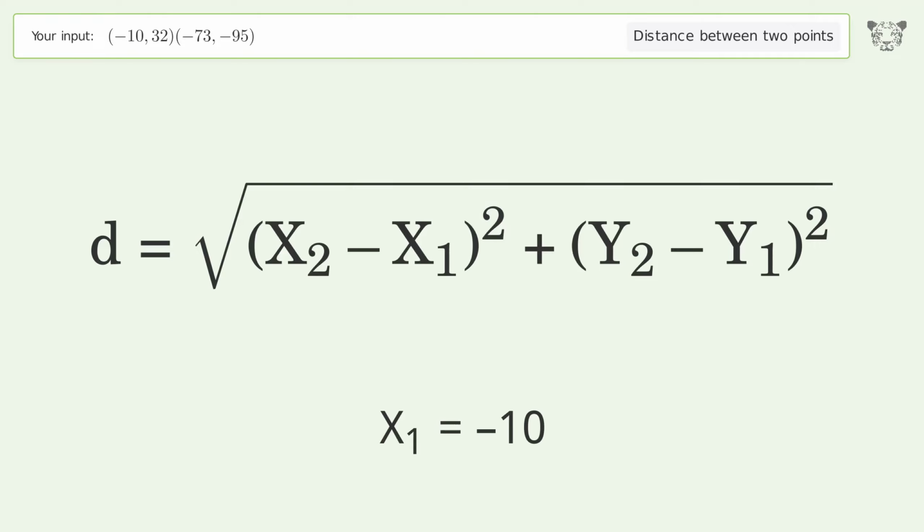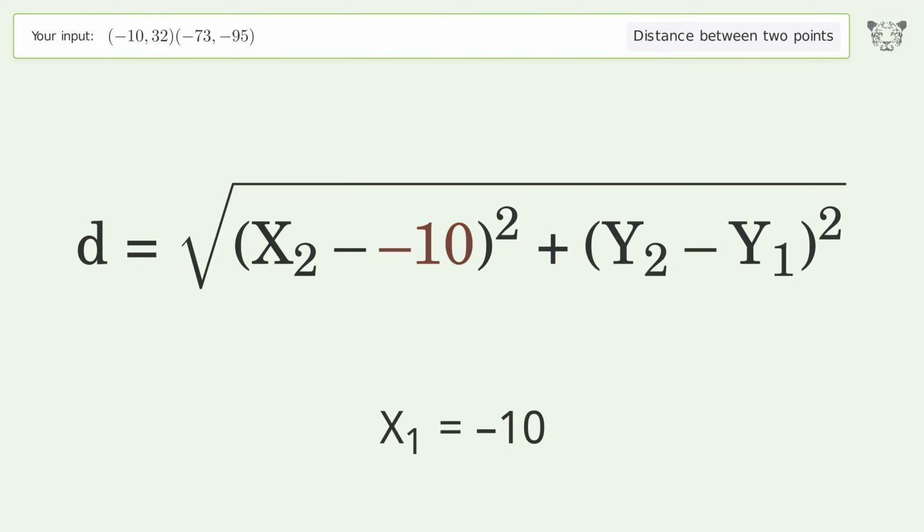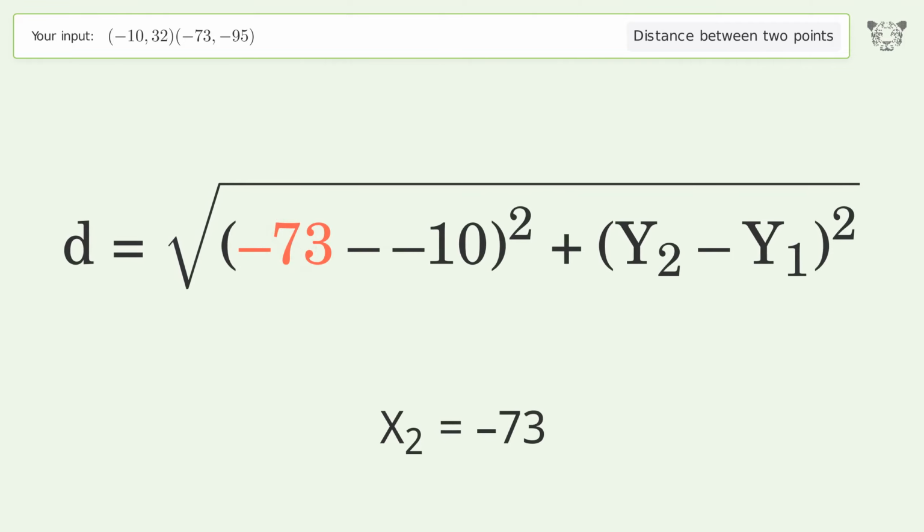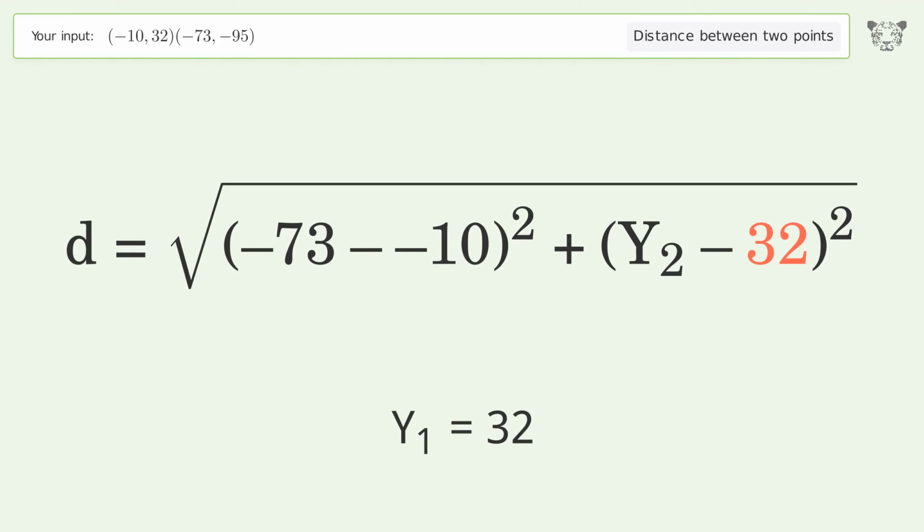x1 equals -10. x2 equals -73. y1 equals 32. y2 equals -95.